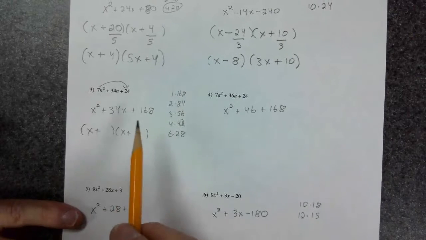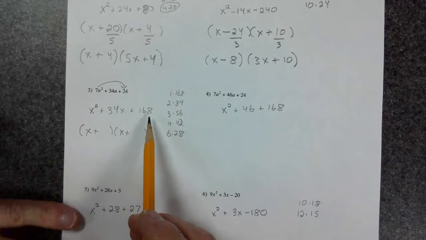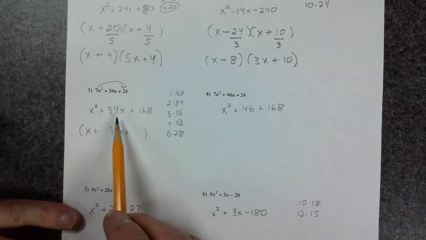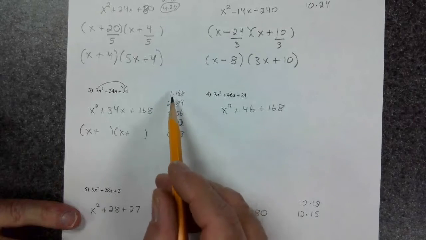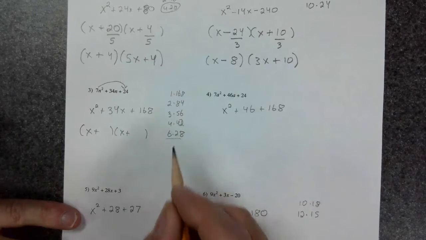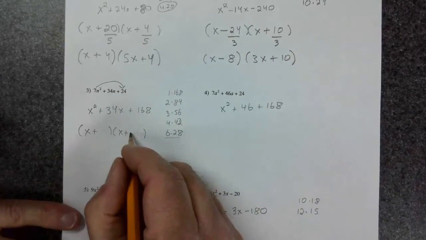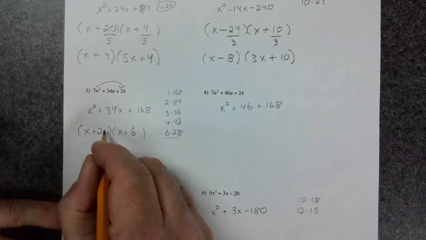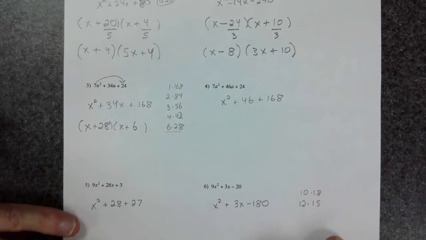All right, I'm looking for two numbers. I multiply them, I get 168. When I add them together, I get 34. A little hard to find there, but eventually I found it was right there, 6 and 28. And I put the little one last, just as a habit.